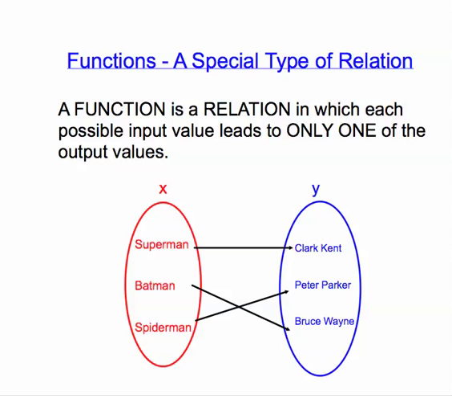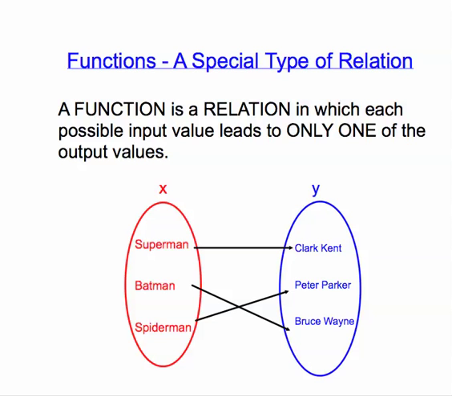Next, we're going to look at a special type of relation called a function. Now, a function is a relation in which each possible input value leads to only one of the output values. Again, a function is a relation in which each possible input value leads to only one of the output values, but not more.